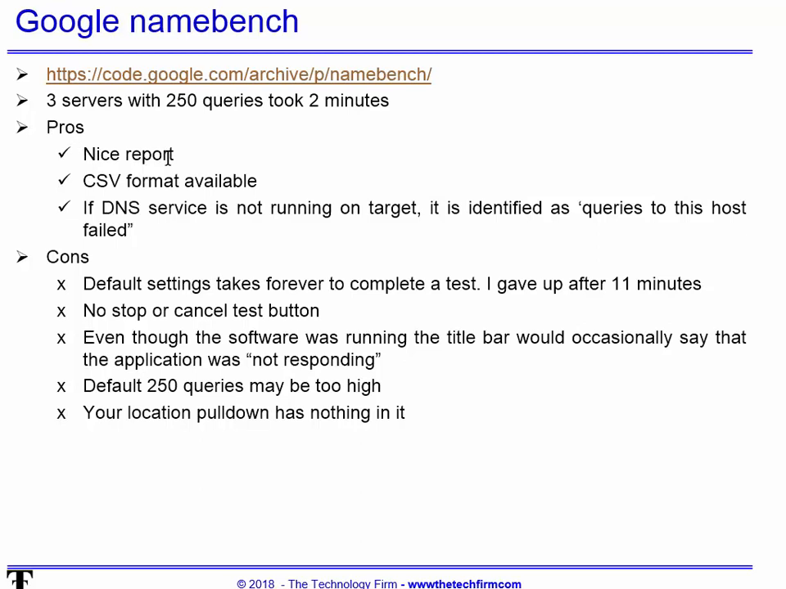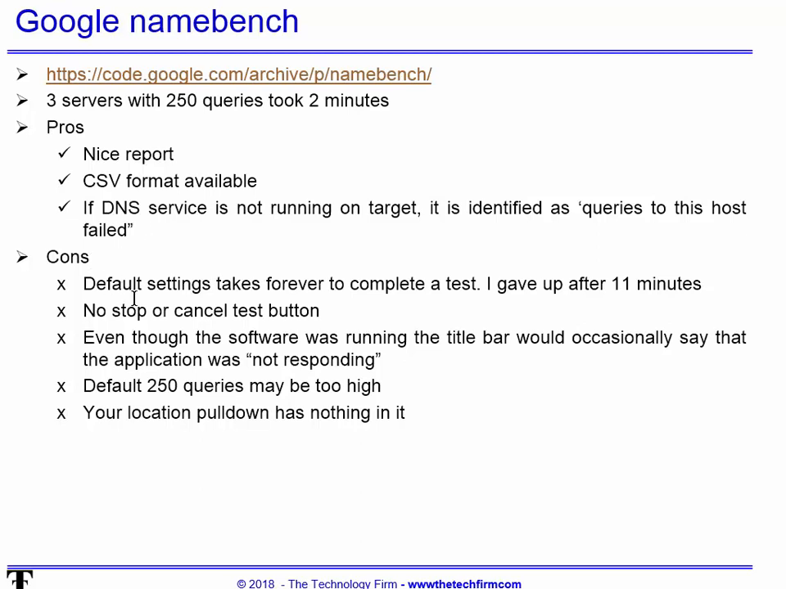So the pros, really nice report when it does complete. A CSV format is available, which I love. And if the DNS service is not running on the target, it identifies it as queries to this host failed. So every tool is going to have its own way of doing that. So I strongly encourage you, when you run software to test anything, make sure you test it against something that you know is broken, because you want to make sure you understand what the messages mean, right?